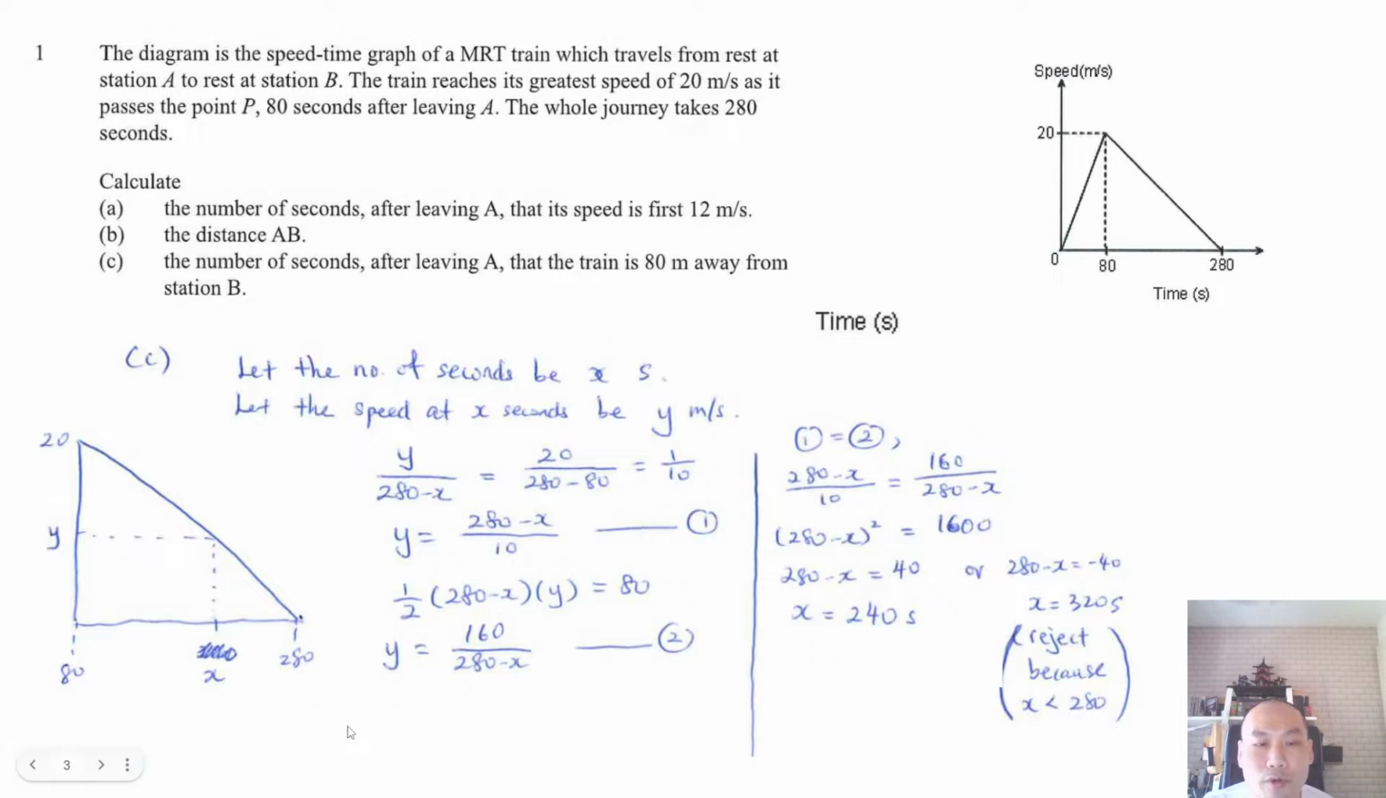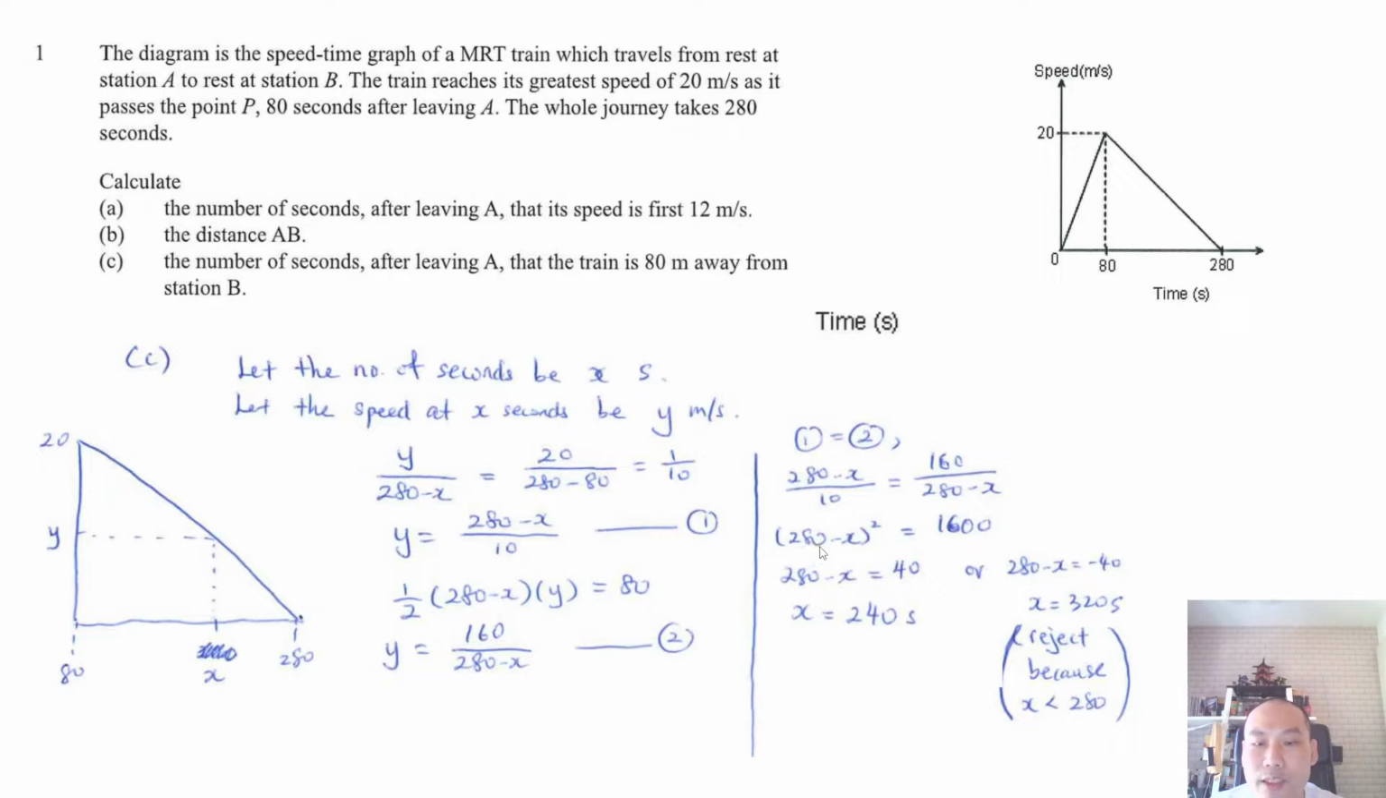But since we have already written it in such a manner where y is the subject, we can just equate them, right? So equation 1 equals equation 2, or rather y equals y. So we have this, 280 minus x over 10 is equal to 160 over 280 minus x. So I cross multiply it. We have 280 minus x squared equals 1600.